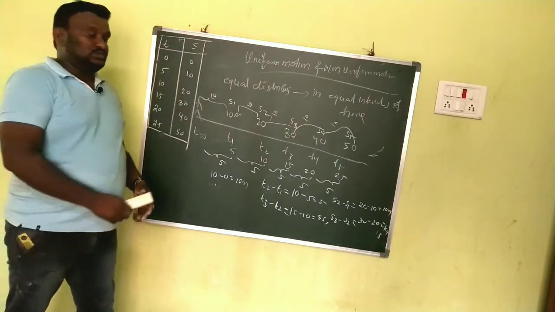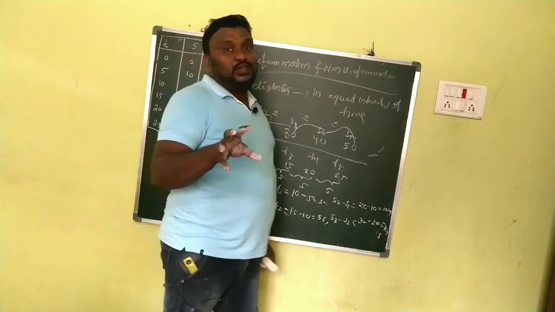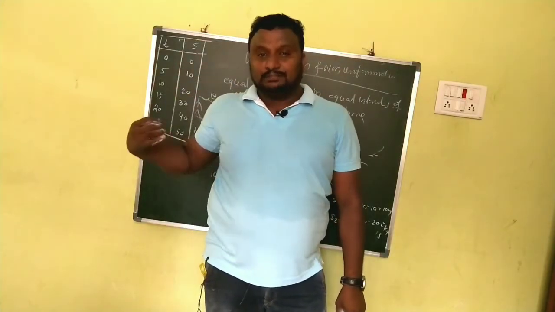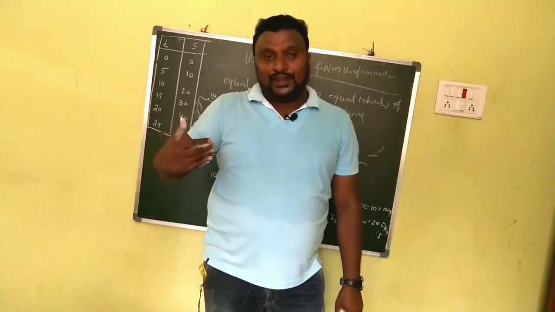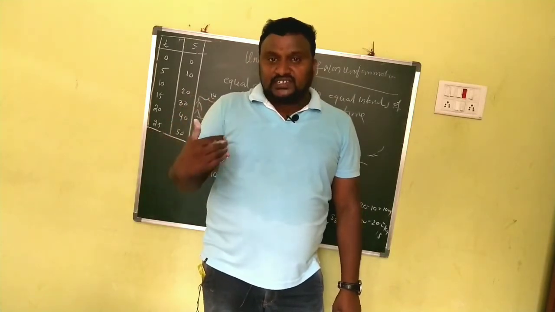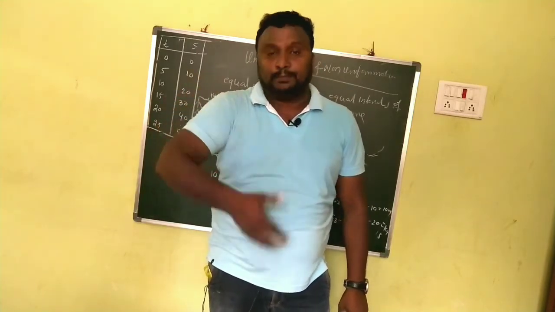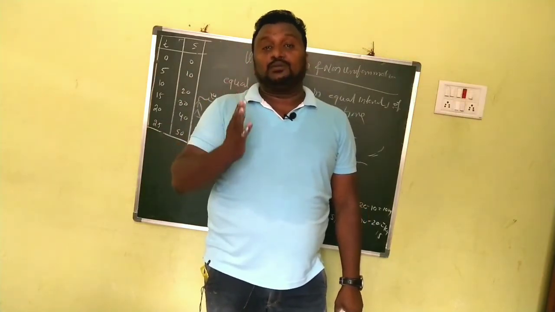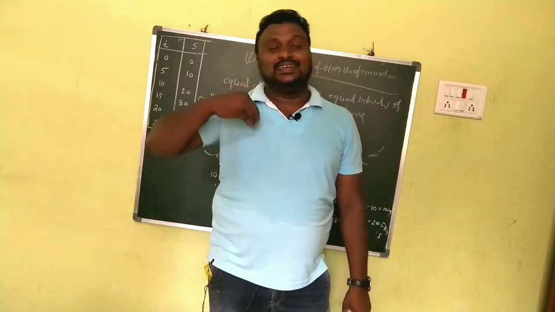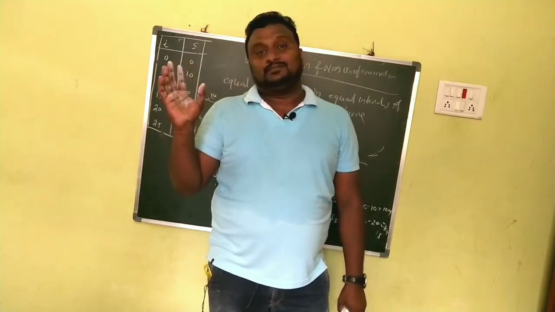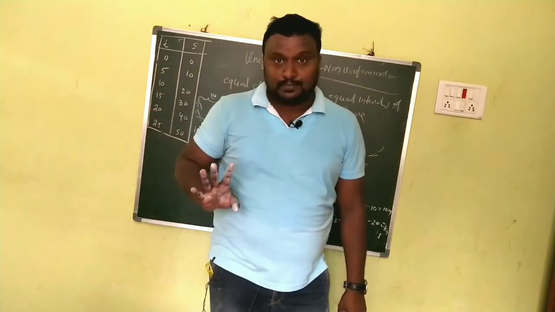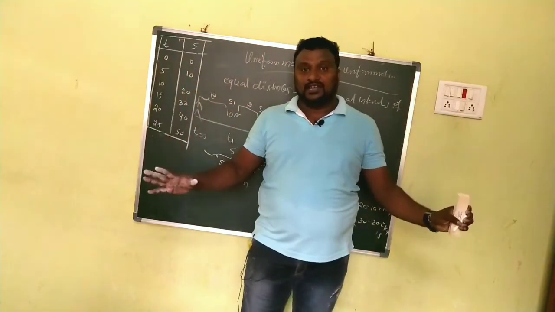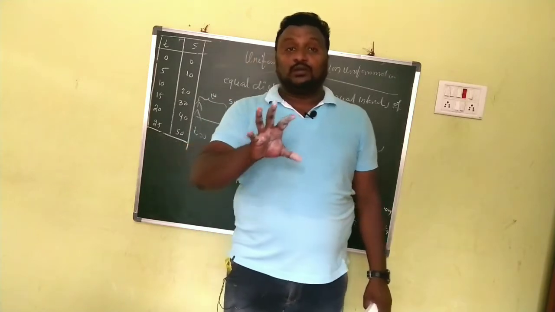Clear, children? So what is meant by uniform motion? Uniform motion means if a body, here I am saying that person or boy, can move equal distances in equal intervals of time, then the body is said to be in uniform motion. Here the body can be any vehicle, any person, anything, but it must be in motion. Clear? Equal distances in equal intervals of time. That is what we call uniform motion.